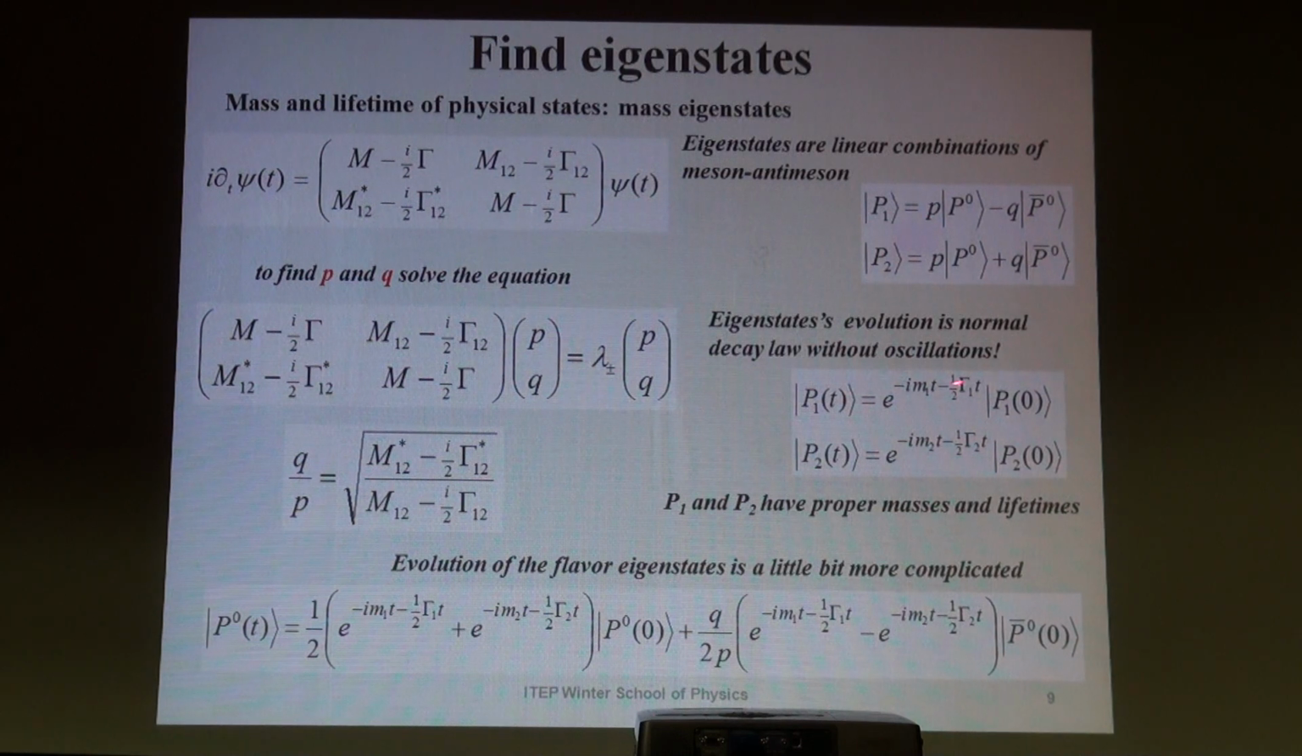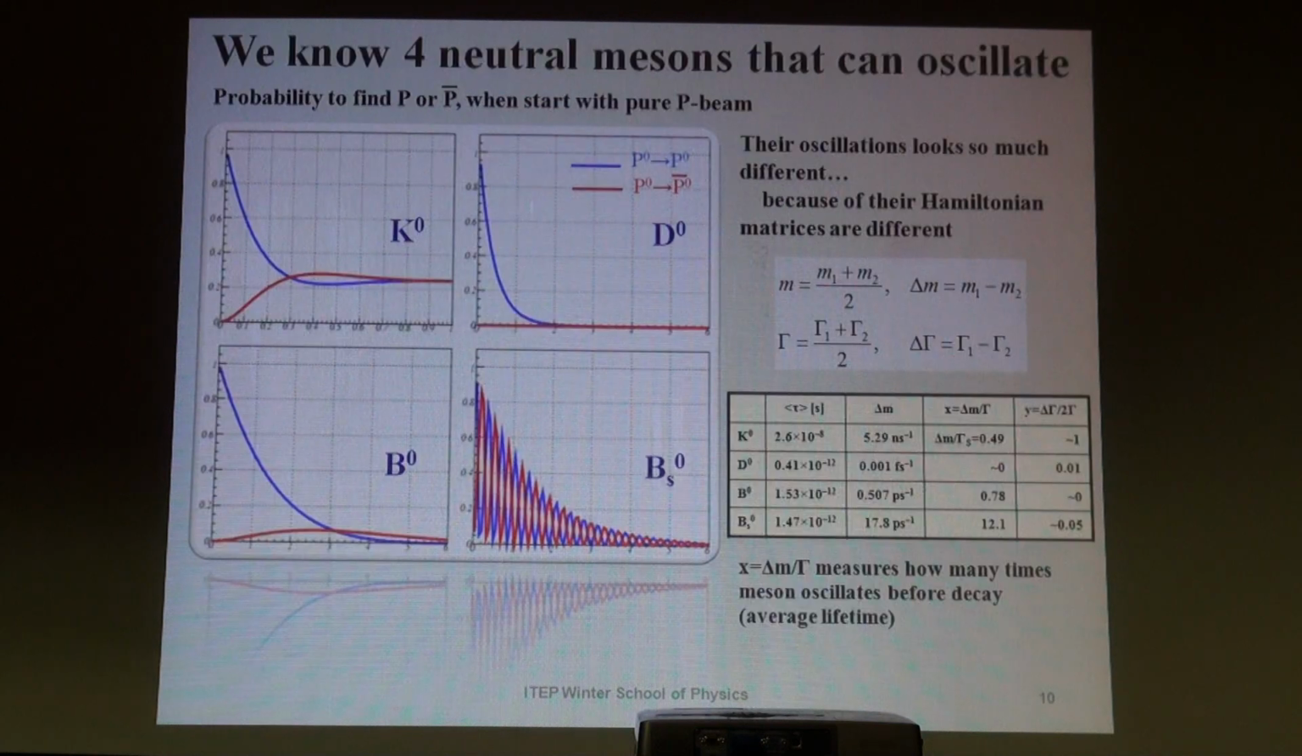And evolution of the eigenstates is simple. An eigenstate doesn't mix. If you produce one eigenstate at some time, it will not mix into another one. Evolution of flavor eigenstates, I would say, is a little bit more complicated. No problem, we just put this evolution formula for meson and anti-meson. It's written here. And we can see how it's realized in nature.